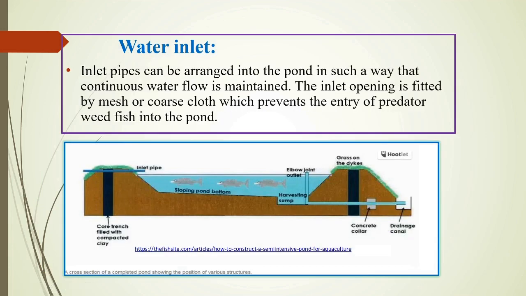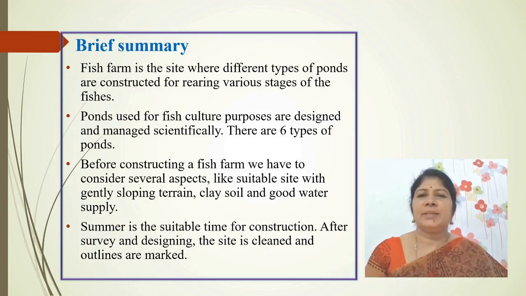The last component of the pond is the water inlet. Inlet pipes can be arranged into the pond in such a way that continuous water flow is maintained. The inlet opening is fitted with a coarse cloth or mesh, which prevents the entry of predator weed fishes into the pond. Let us recap.